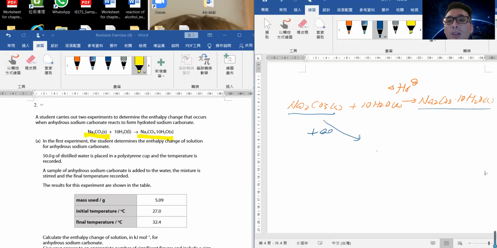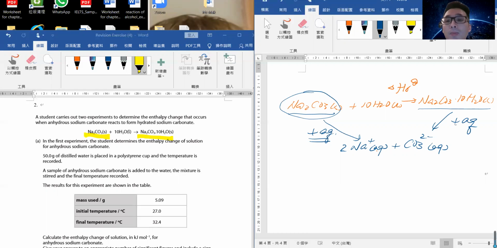That is, we dissolve the anhydrous salt and the hydrated salt respectively into a large amount of water and measure the enthalpy change. Now, for anhydrous sodium carbonate, you add a large amount of water, it will become sodium ions plus carbonate ions. Agree? You can do the same for the hydrated salt, and it will give the same mobile ions. For this 10 water, you can ignore it because we are talking about an infinite amount of water. So the 10 water molecules don't mean anything.